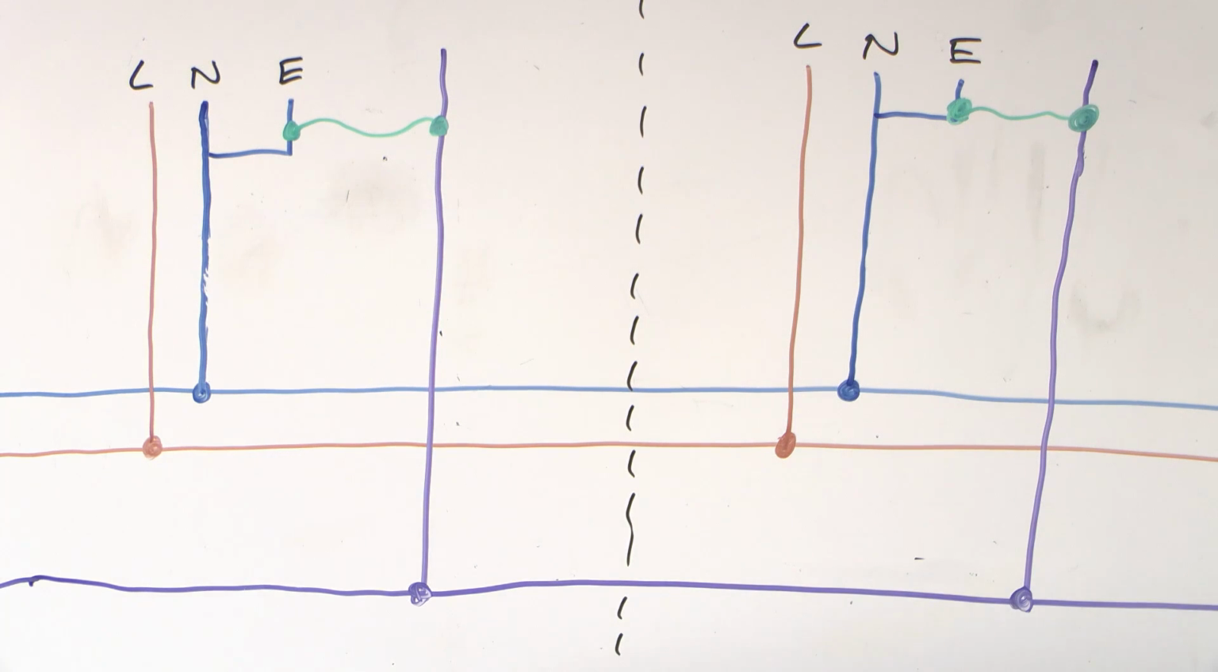Now let's look at a situation where something has gone horribly wrong in the supply network, and this is what's going to happen if things get turned off or conductors become disconnected.